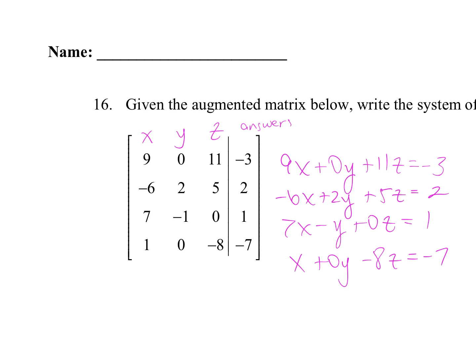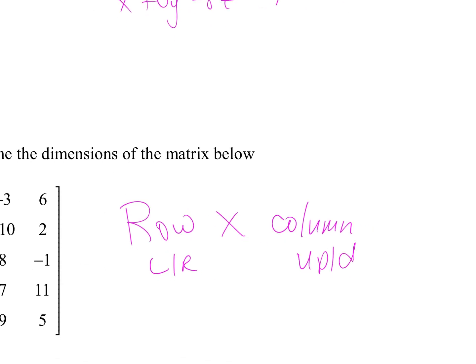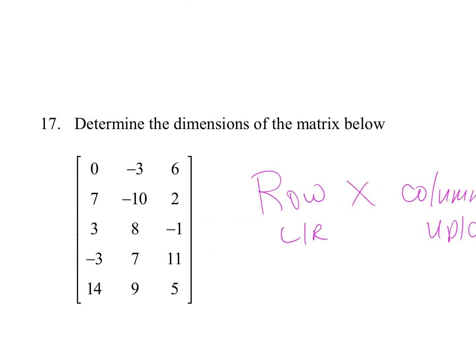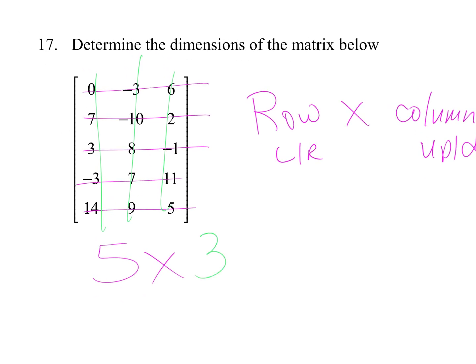Questions? All right. If you're asked to determine the dimensions of a matrix, how do we read matrices? It's row, left and right, by column, up and down. Guys, think about your XY chart. If you were asked to plot a point on a coordinate plane, which way do you go first? Left and right, which is your X, and then up and down. So how many rows do I have here? 1, 2, 3, 4, 5. By how many columns? 1, 2, 3. This is a 5 by 3.